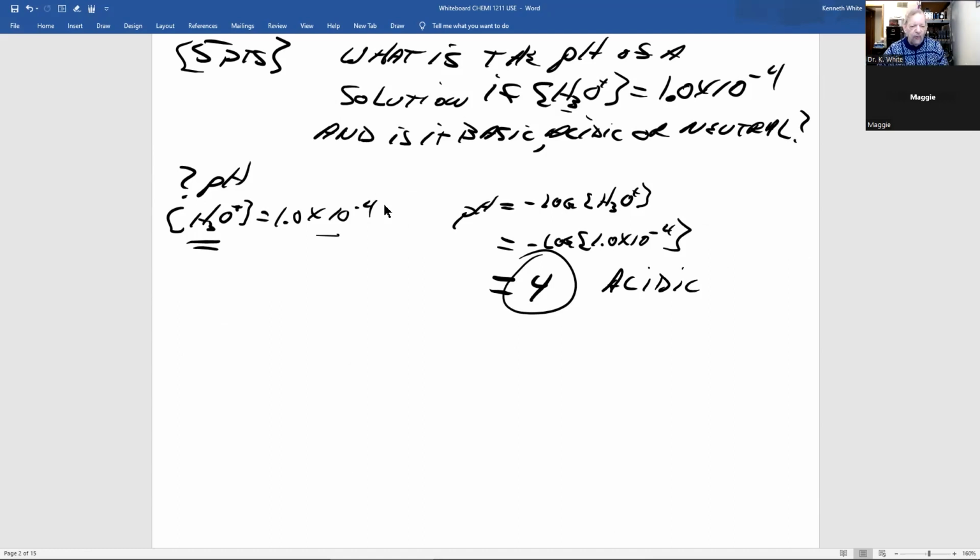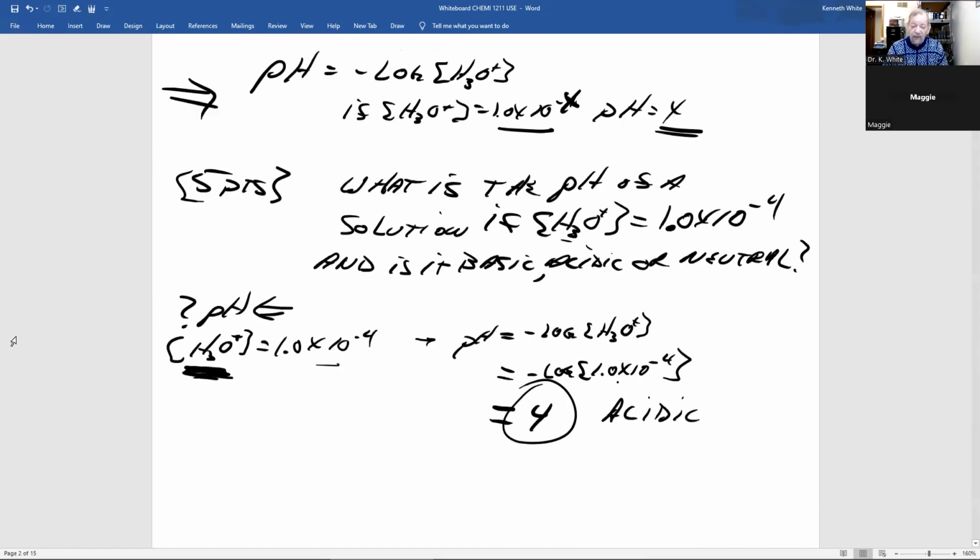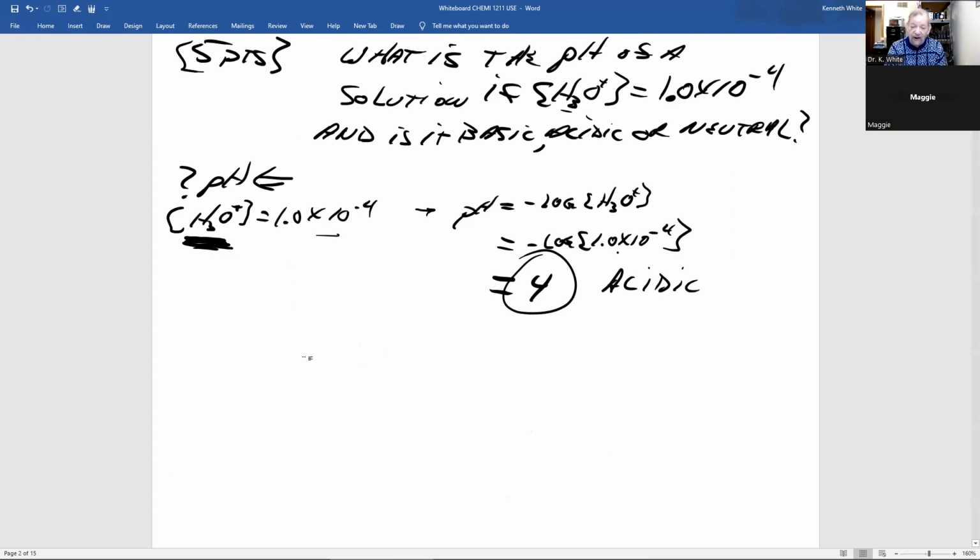So let's look at what we did. We found out, what are we trying to find? What are we given? We know pH is minus the log of the hydronium ion concentration. We put it in. We know Dr. White's special gift to you: if the hydronium ion concentration is 1.0 times 10 to the minus x, then the pH is x. Well, in this case, 1.0 times 10 to the minus 4, x is 4, pH is 4, and it's less than 7, it's acidic.